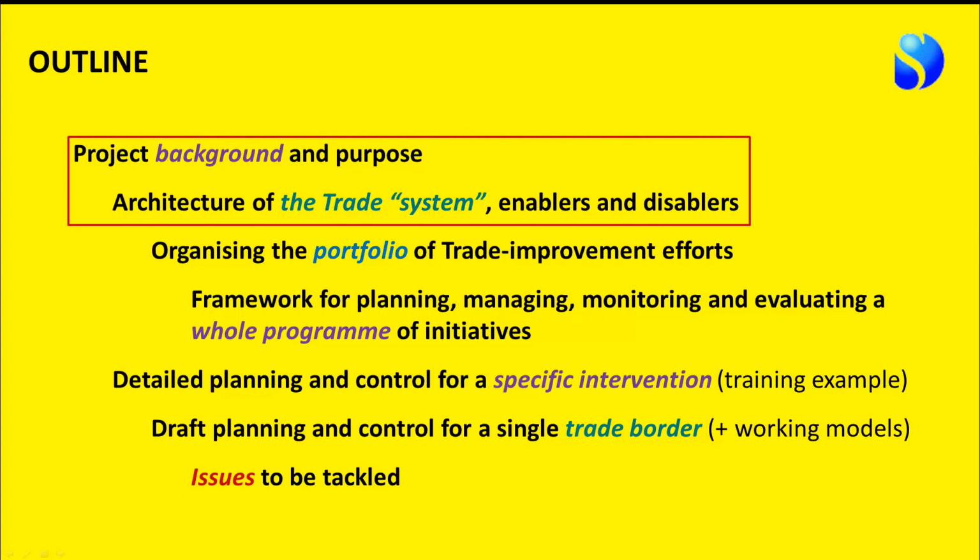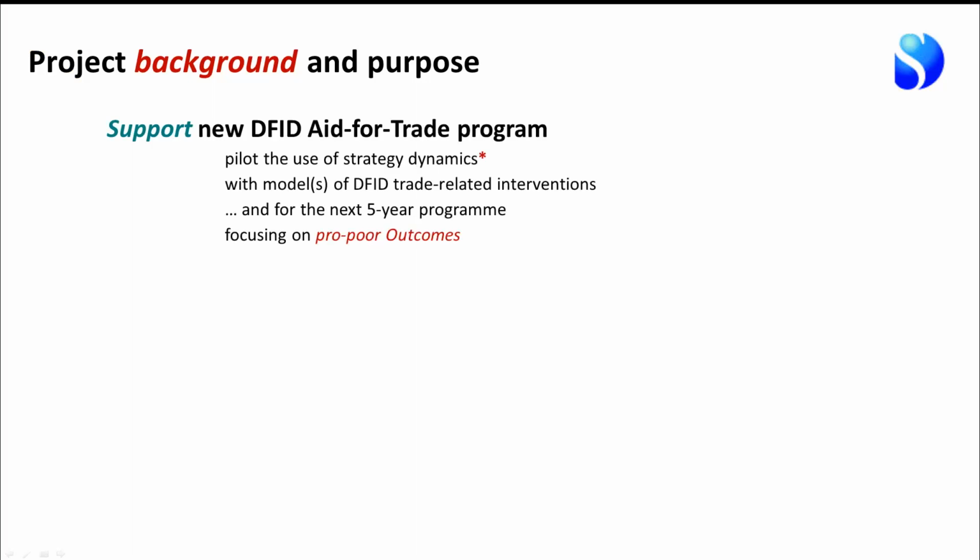of the trade system. The background to this set of efforts is that it's intended to support DFID's upcoming Aid for Trade programme, and the purpose of this is to pilot the use of the strategy dynamics method, which is a particular flavour of system dynamics in this context, and we're doing it by using models of DFID trade-related interventions. So the pilot is intended to inform the 5-year programme of expenditure and efforts that DFID is intending to make between about 2014 and 2018.